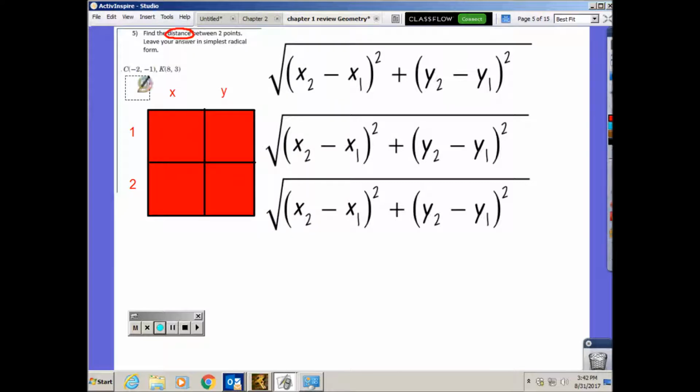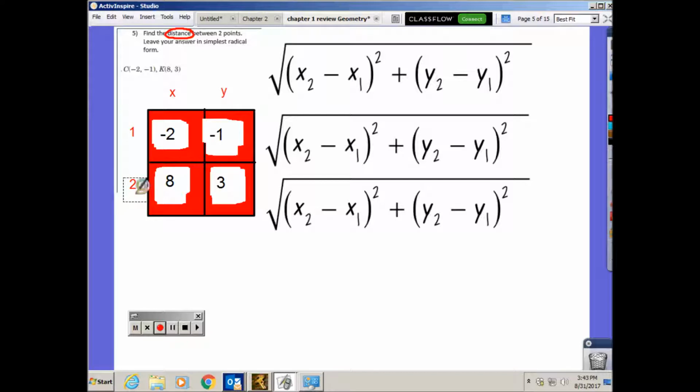So I can see that I'm given two ordered pairs. I'm given C at -2, -1, and K at 8, 3. Sometimes we get confused about where to plug things in, so I make a little box here. For my first pair, that first ordered pair was -2, -1. I'm setting it like this: this is under my X column, this is my Y column, and this is my first pair. My second pair is 8, 3. It does not matter which one I list as my first pair or my second pair. I tend to just put whichever one they gave me first.